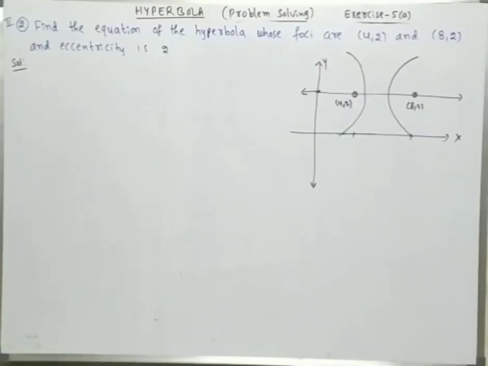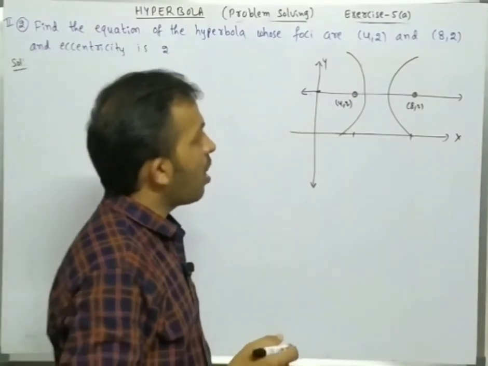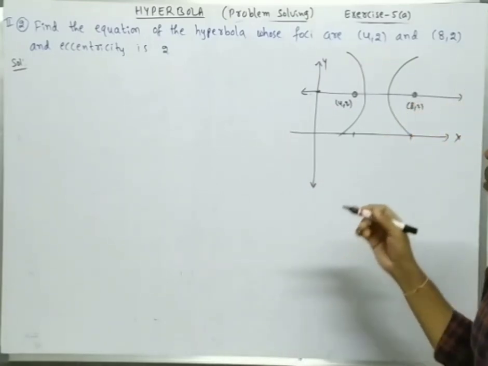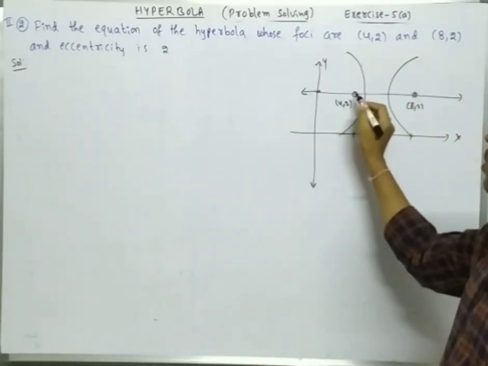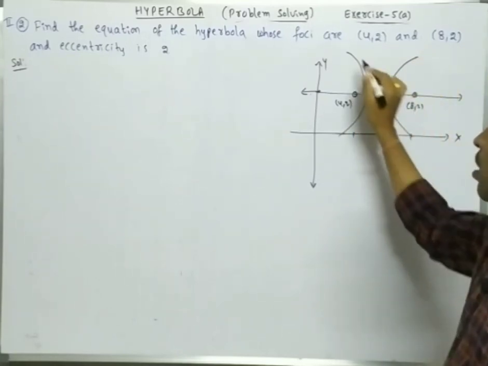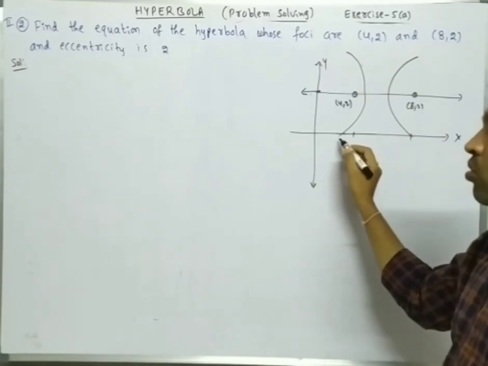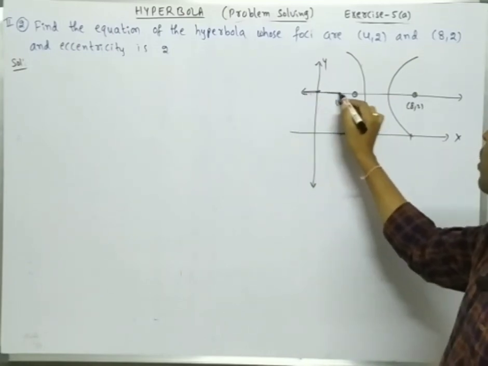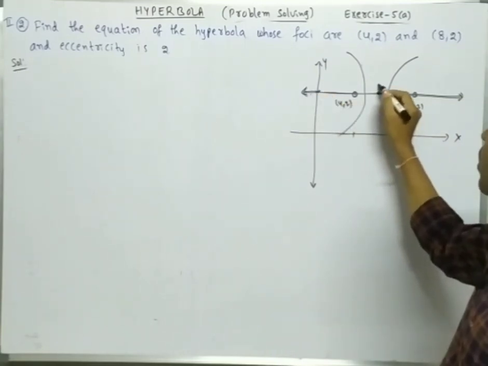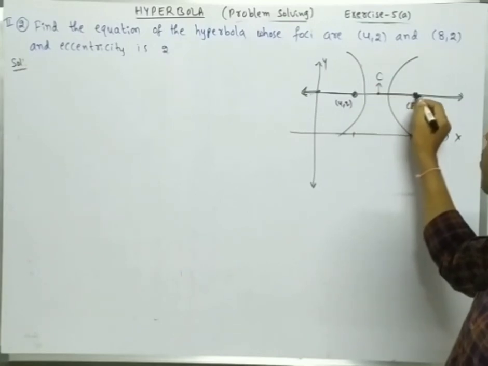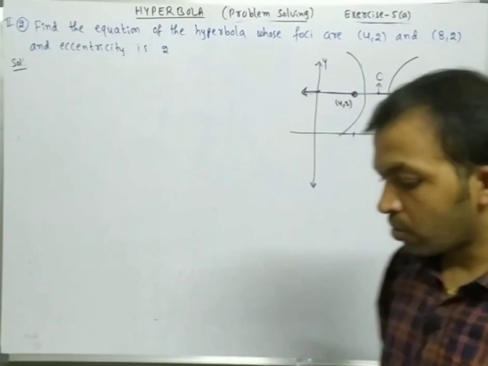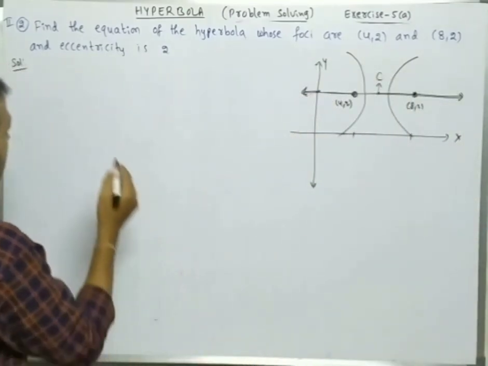Next problem: find the equation of the hyperbola whose foci are (4, 2) and (8, 2) and eccentricity is 2. So this is the point (4, 2) and this is the point (8, 2). So this is the possibility to draw the hyperbola. This is the axis of the hyperbola, right? So here I am going to find the center. The center is the midpoint of the foci. So by using the center we can find the equation of the hyperbola.